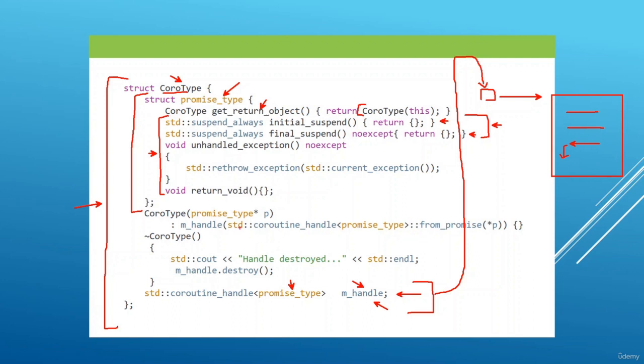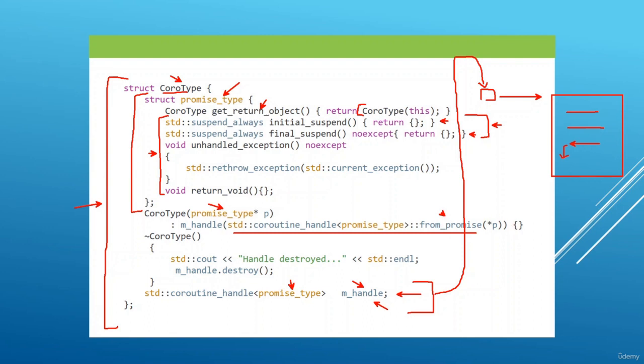Another thing I think I should show you now is that we are trying to deduce the coroutine handle information from a promise type we have in our constructor. And this is a syntax we have in C++20 we can use to deduce a coroutine handle from a promise type. You say std coroutine handle, you pass promise type here, and you say we want to get a coroutine handle from a promise by using this function here.